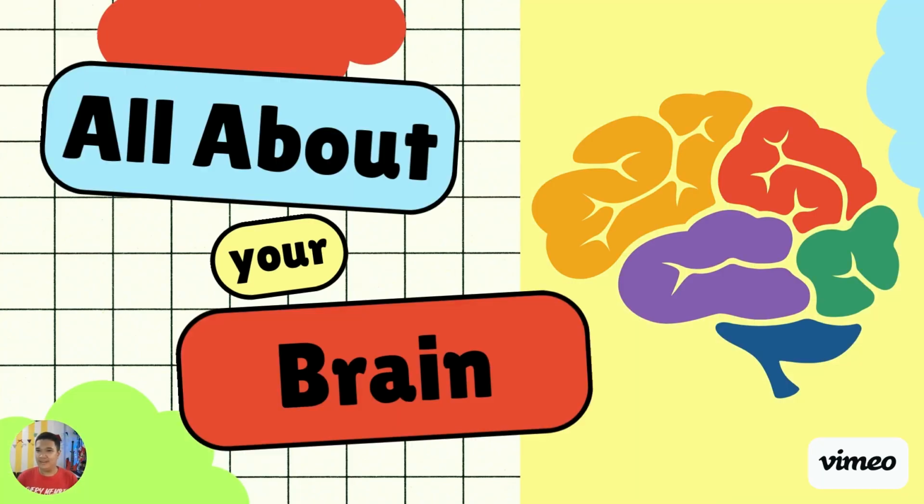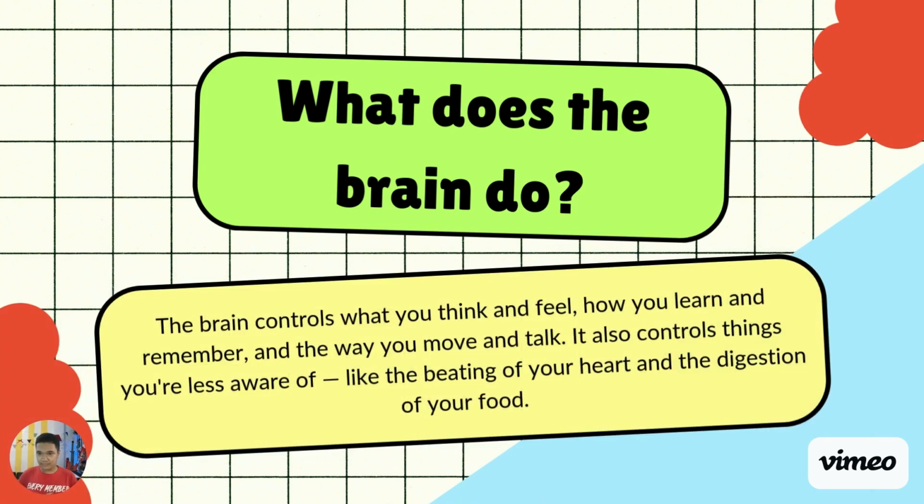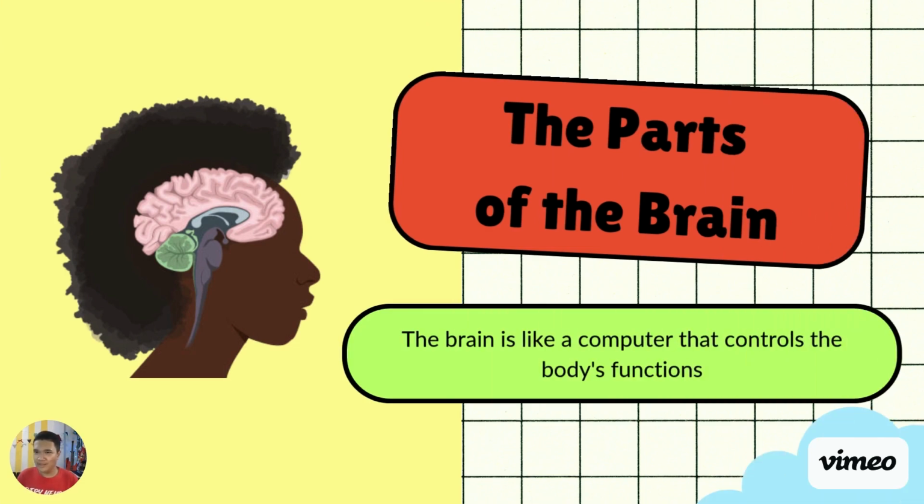And now, let me introduce to you the brain. The brain is like the control center of your body, kind of like the CPU of a computer. It's in charge of everything you do, think, and feel. It helps you move, breathe, learn, and even dream. The brain comprises four lobes, each associated with different functions. Let's learn about them.